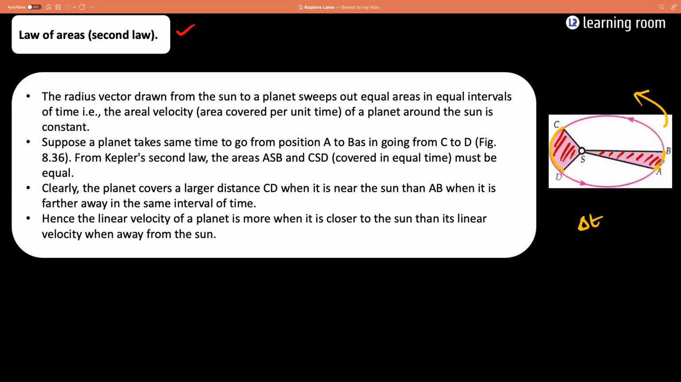So when the planet goes from A to B or C to D in the same time delta t, A to B is a separate instant, C to D is a separate instant. We are able to see a shaded region. There is an area here, there is an area here. The magnitude of these two areas will be the same. Is that point clear?